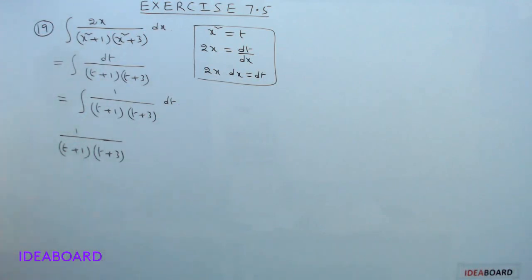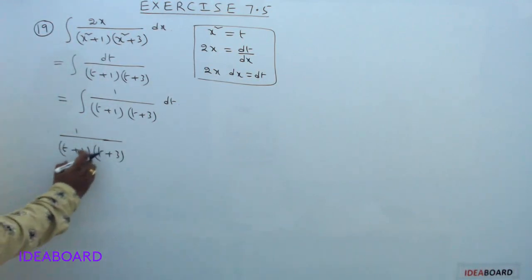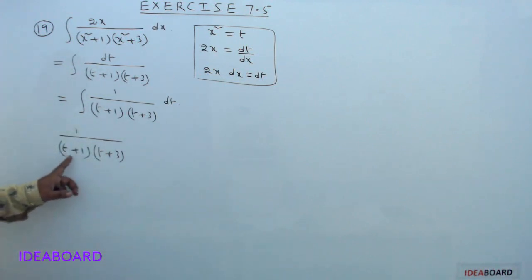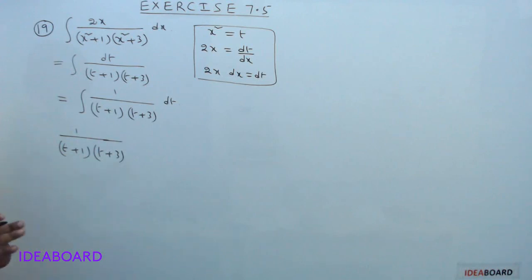Then, observe the factors in the denominator. It is a linear factor in terms of t. Is it repeated anywhere in its denominator? No.